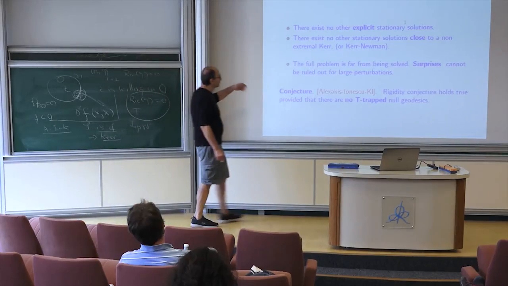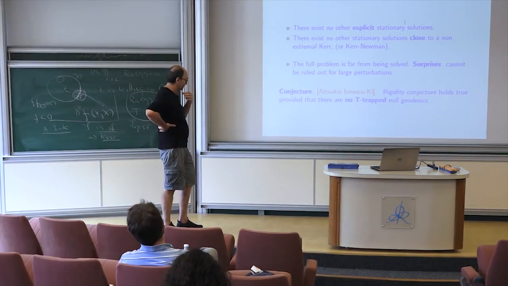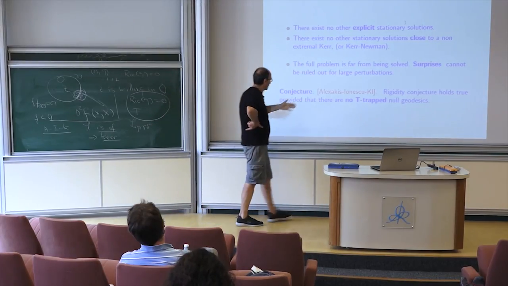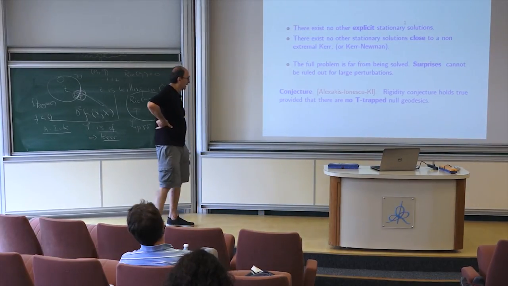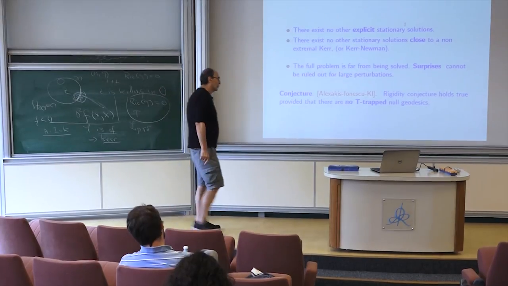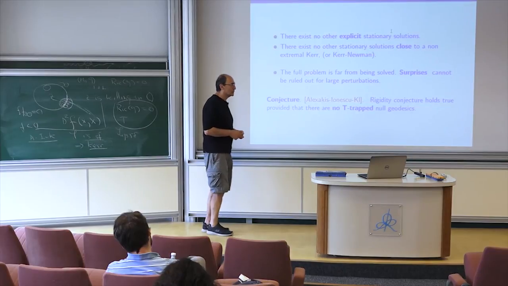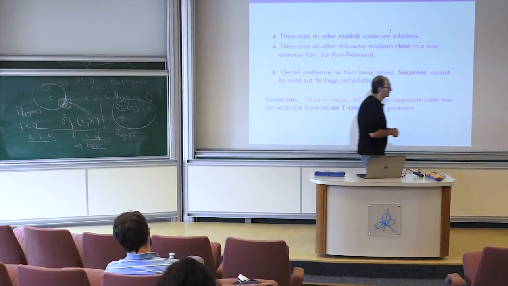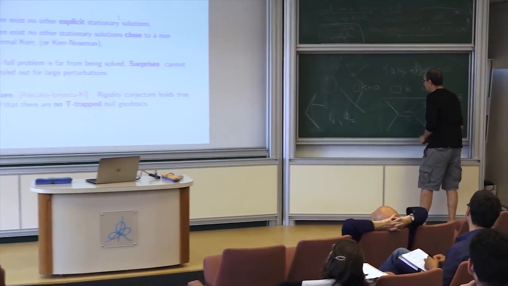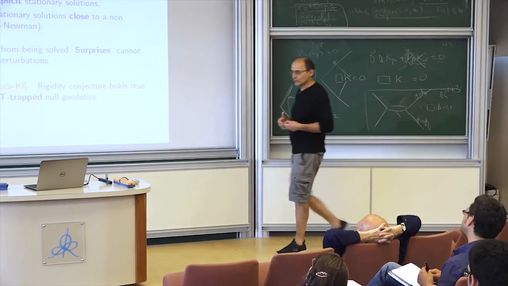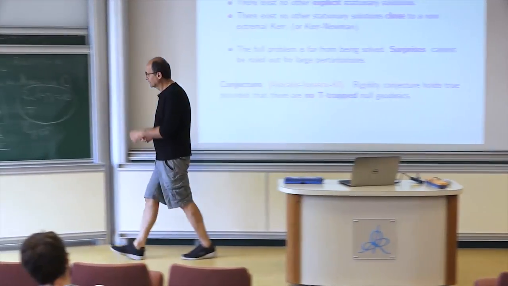The full problem is far from being solved because we don't know how to handle large deviations from the Kerr solution. But we do have a conjecture, which again I mentioned last time, by Ionescu and Alexakis: the rigidity conjecture holds true, provided that there are no T-trapped null geodesics. The presence of trapped null geodesics is easily seen to have something to do with lack of null convexity. So the null convexity fails.